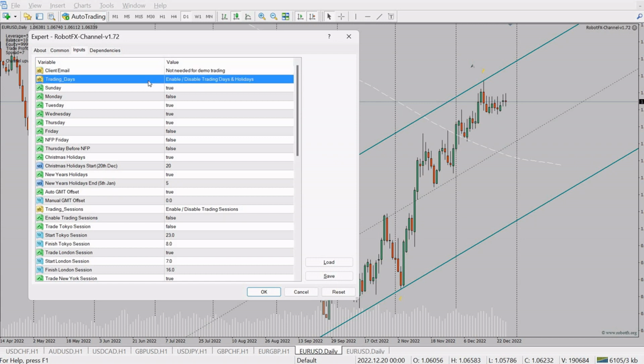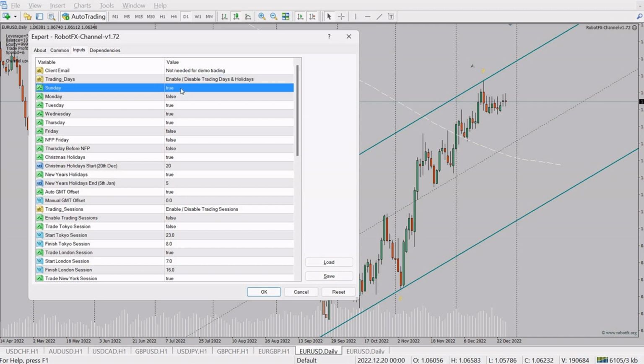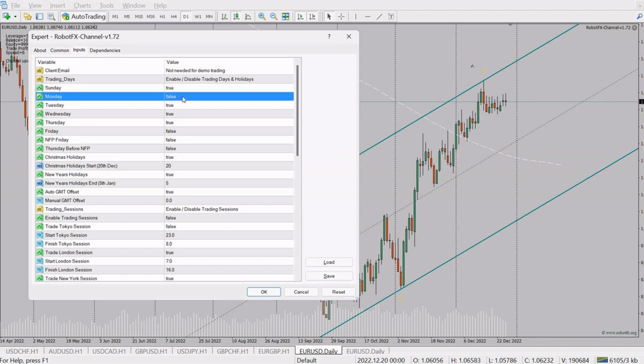After that we have the trading days filter, which basically allows the trader to enable or disable specific days of the week when they want or they don't want to trade. Obviously, true means that you want the Expert Advisor to open trades on Sunday. False means that you don't want the Expert Advisor to open trades.